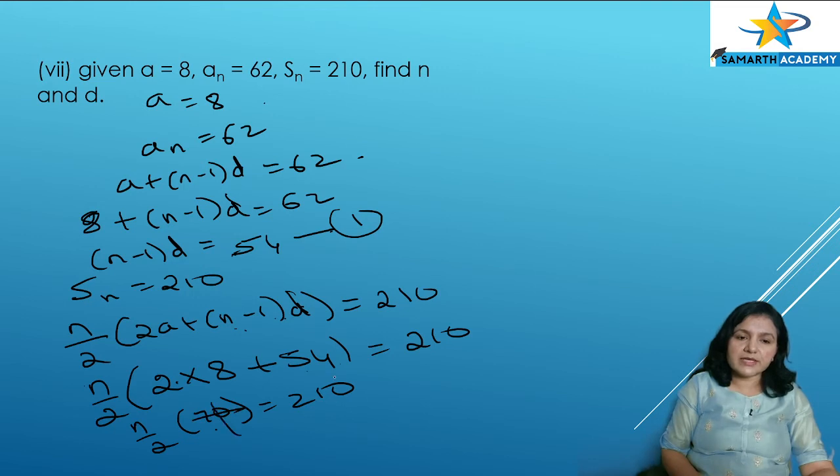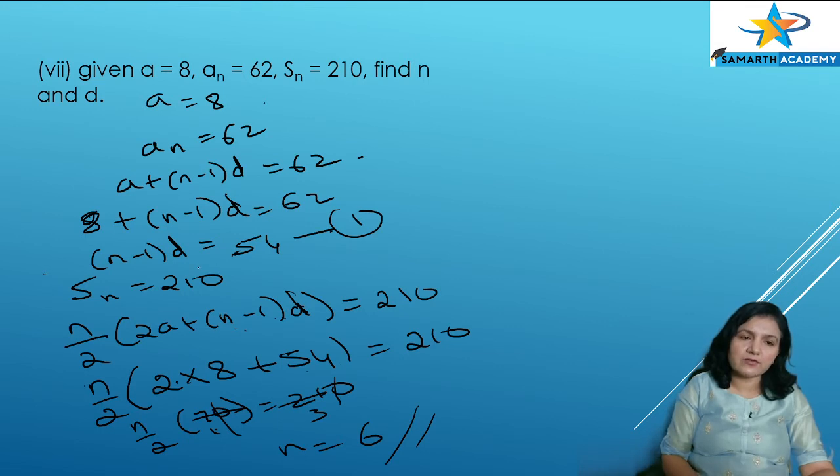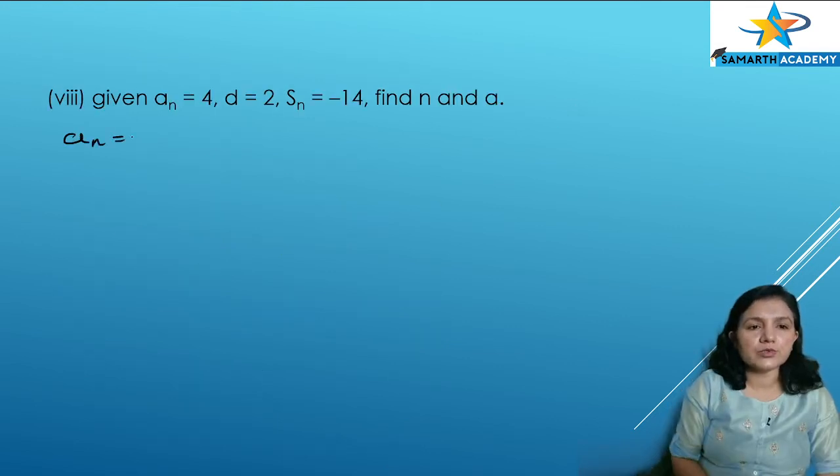0 and 0 get cancelled. 7 threes are 21, so n equal to 6. We got the value of n as 6. Put the value of n in equation 1. We'll get the value of d is equal to 4.